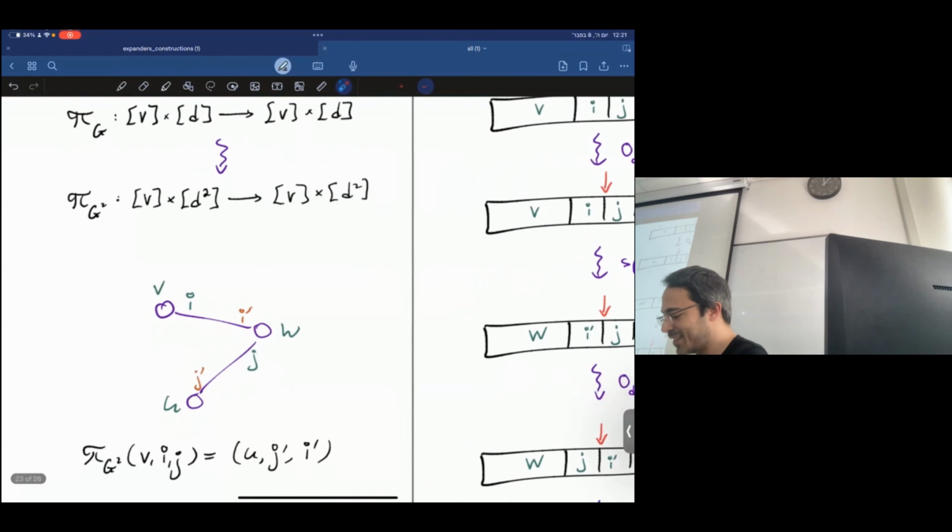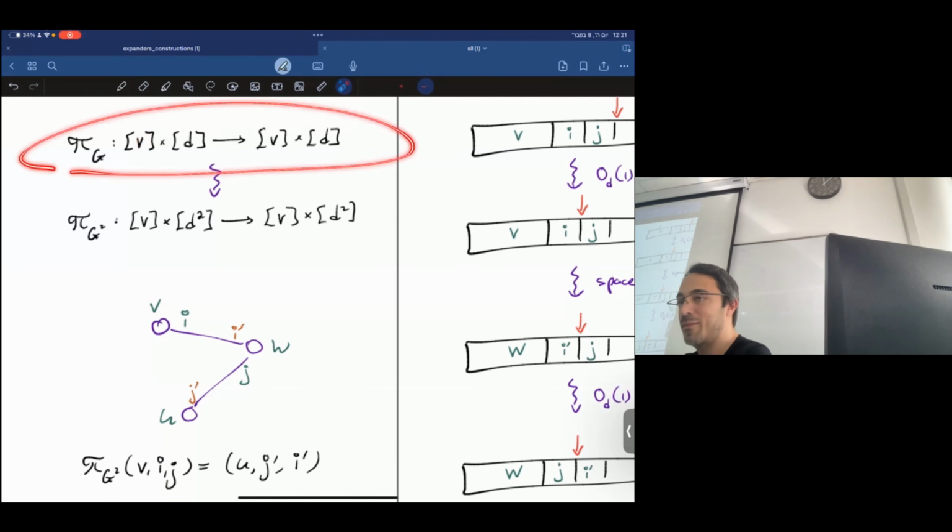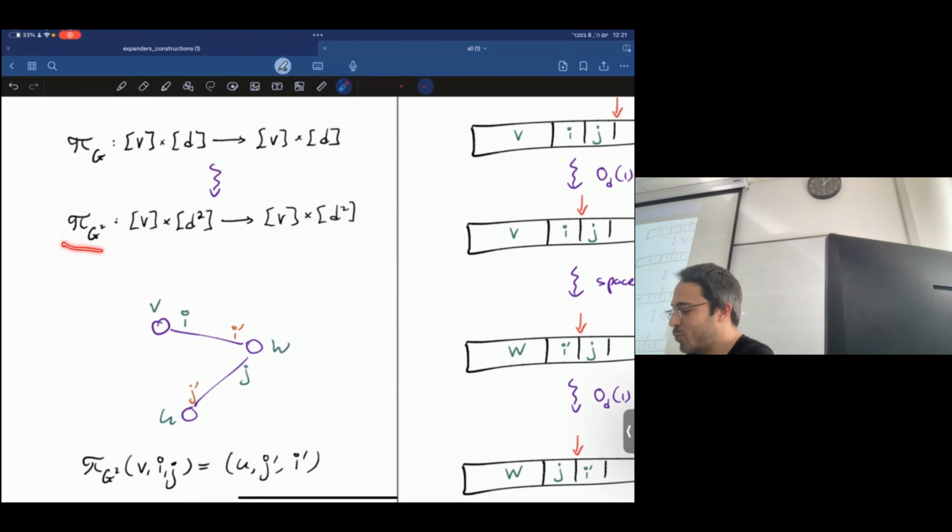So what's written here? Given our edge rotation map of G, and forget about the general context, the G_k and so forth, just a graph, D-regular on vertex set V. Given an edge rotation map for G, I want to be able to compute the edge rotation map for G squared with constant overhead.